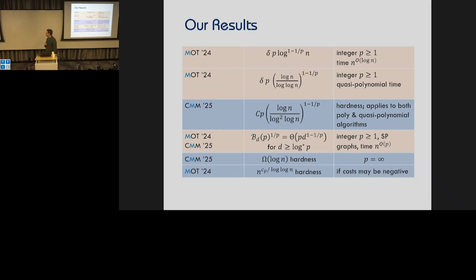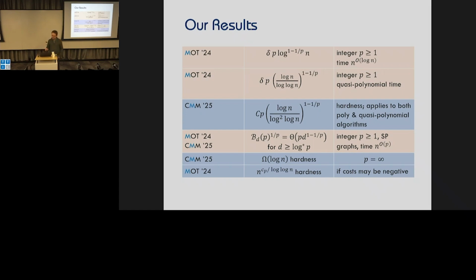We also showed log n hardness for p equal to infinity. That slightly improves the previous hardness result of log n to the power of 1 minus epsilon. And we also looked at the problem where costs may be negative, and in that case, the problem is really difficult, so it doesn't admit a better than n to the power of c p over log n approximation. This result is relatively simple. We reduce the problem to the closest vector problem in lattices and get the same hardness.